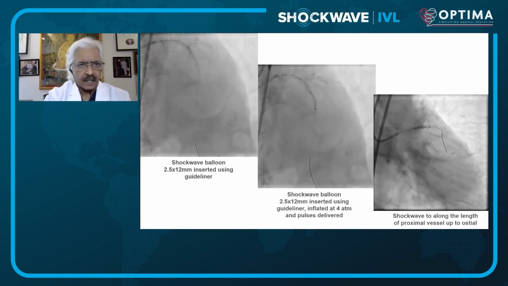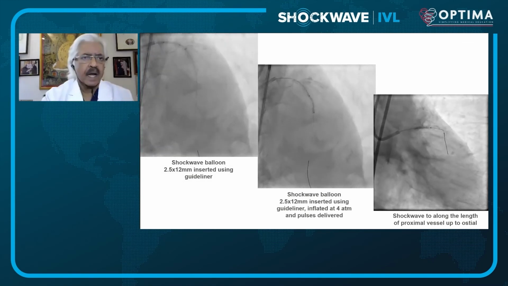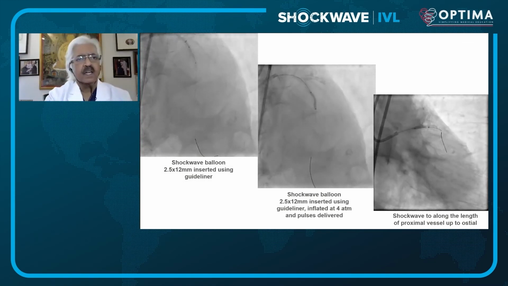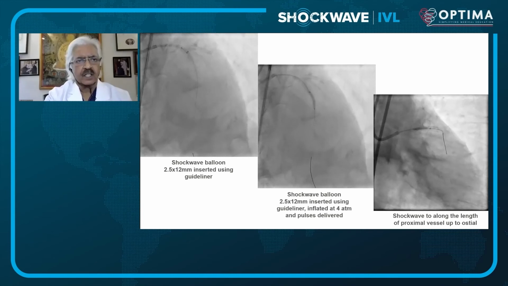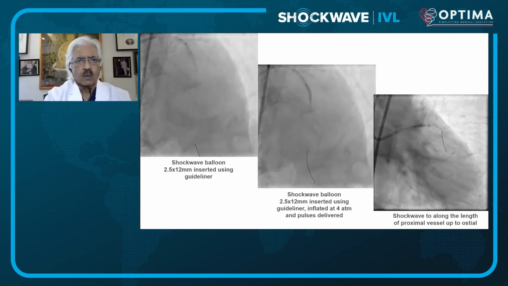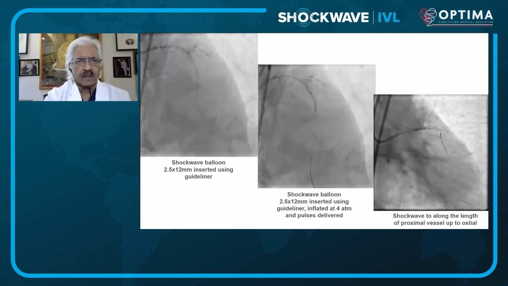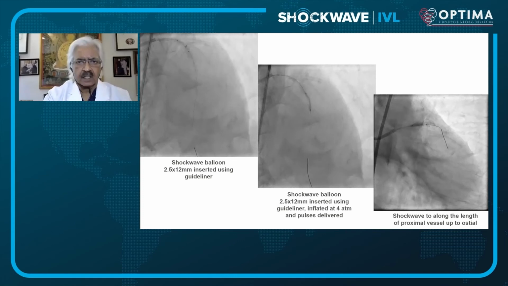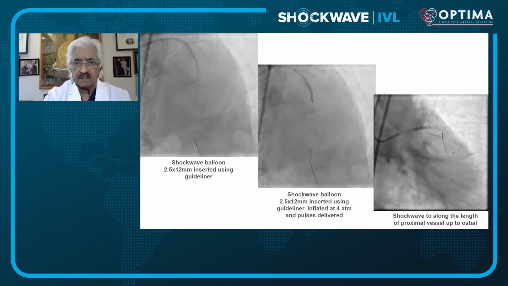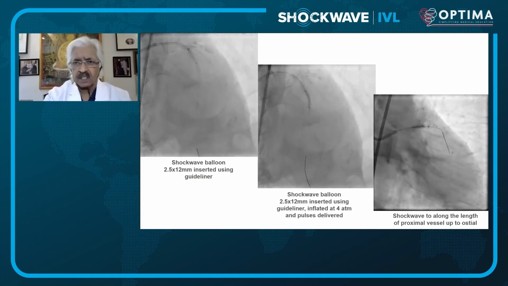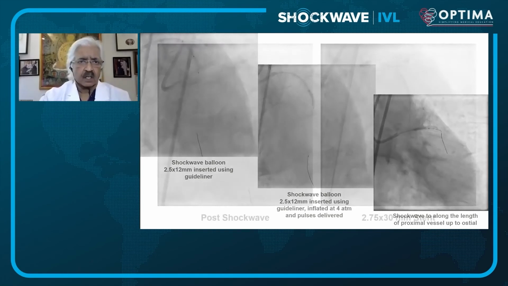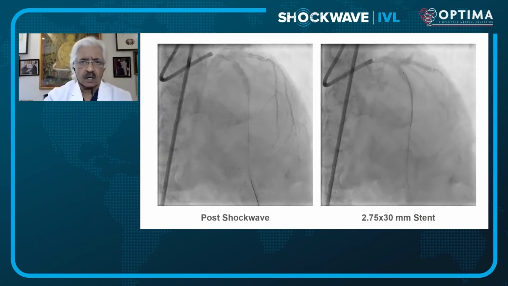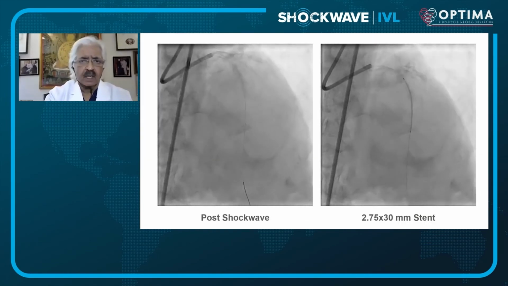And therefore, this is again a case of bailout IVL through a guide extension catheter, and IVL is delivered to the distalmost part of that lesion, which is where the balloon burst and where the rotor could not cross. Shock waves are delivered at that point, and that lesion gives way efficiently, even in the 20 pulses. The remaining pulses are delivered along the length of the vessel to the ostium.